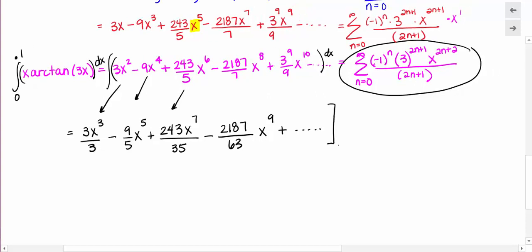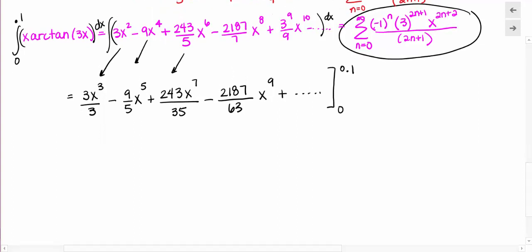And I'm evaluating this from 0 to 0.1. So I really only have to evaluate this at 0.1 because if you put zeros into any of these terms, you're going to get 0 for each term. So I'm going to put in 0.1.